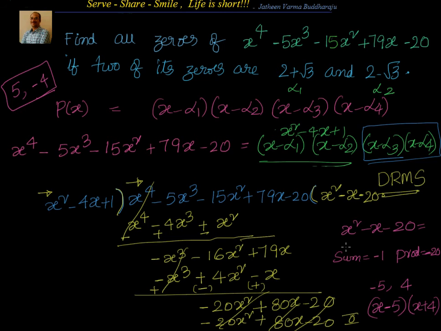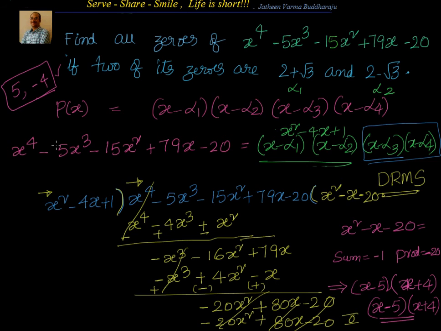So if you split the middle terms, this is nothing but equal to x square minus x minus 20, that is x minus 5. You can check that into x plus 4. X square minus x minus 20. We know how to do this, so I am not detailing that. So you have x minus 5 into x plus 4. So 5 comma minus 4 are two of the zeros.